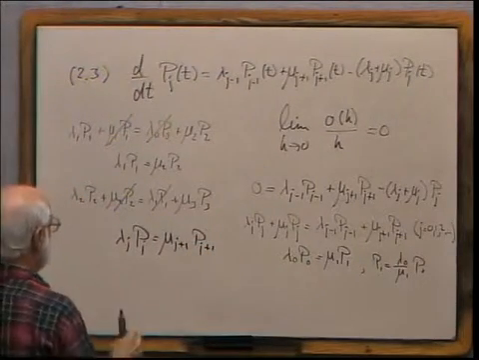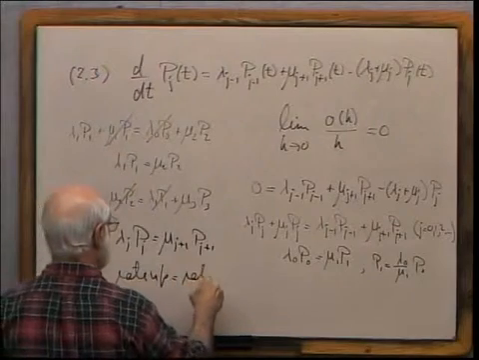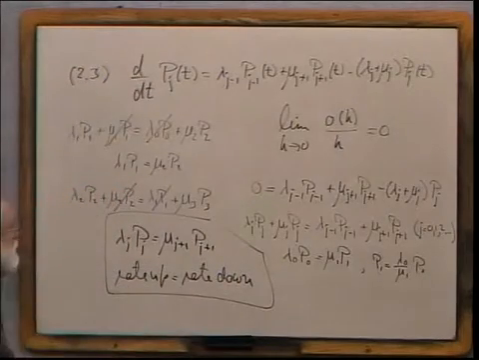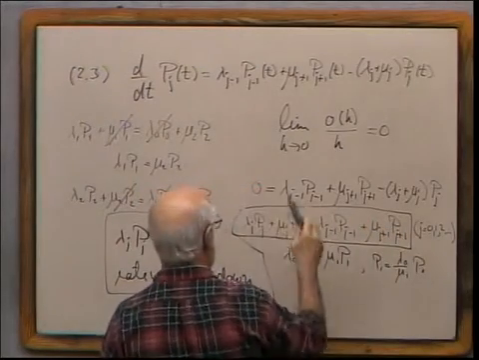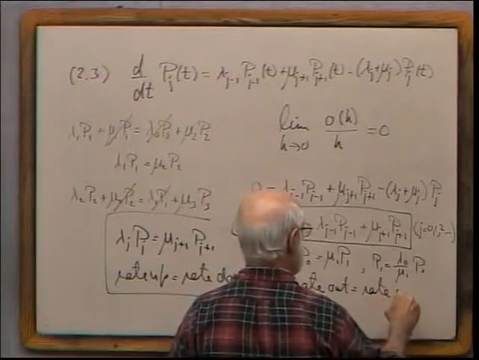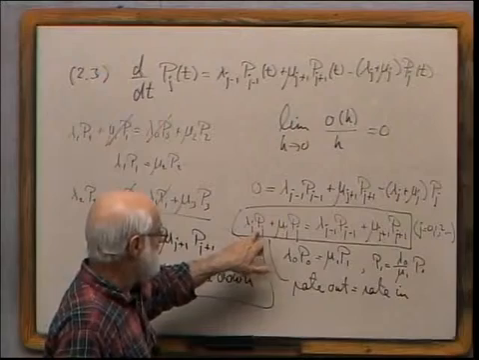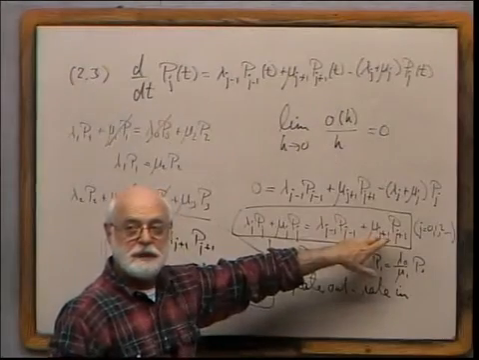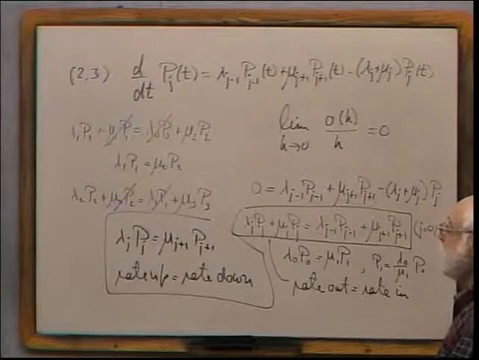Okay, so I can interpret this as rate up equals rate down. And similarly, over here, I can interpret this as rate out equals rate in. In other words, for each state, the rate at which I leave the state by births or by deaths is the rate at which I enter the state from below plus the rate at which I enter the state from above. Those were the interpretations I gave, and that's how we started.